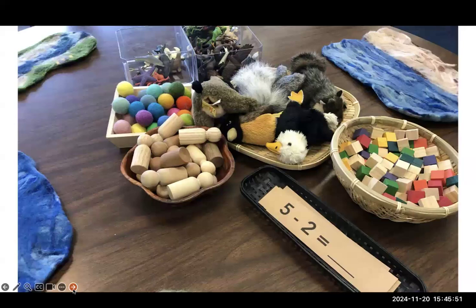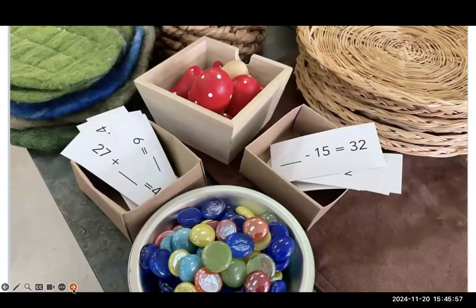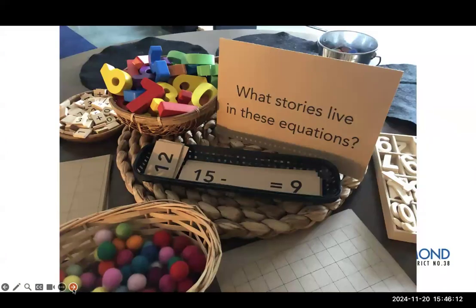So just some more examples of that. Again, they love the little finger puppets and then having some of the equations that they can choose from. And then here, this is in a grade 1 and 2 class. So you can see the different types of CGI structures, change unknowns, start unknowns that students can choose from, and then use that equation to inspire a story or a problem that they might pose. What stories live in these equations? And again, that's something that we talk a lot about with students, rather than just put that out there and expect them to know what to do with that.